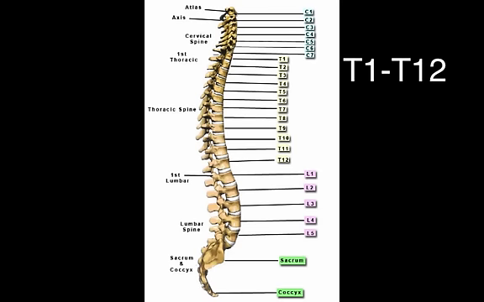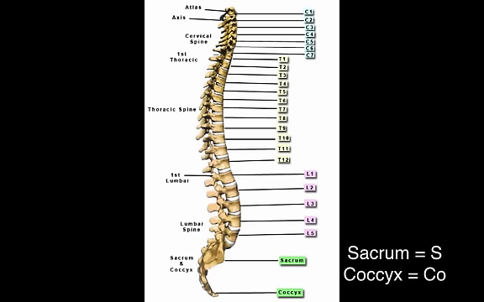The first thoracic vertebrae is T1, and since there are 12 thoracic vertebrae, the last thoracic vertebrae is T12. The first lumbar vertebrae is L1, and the last lumbar vertebrae is L5. C7 articulates with T1. T12 articulates with L1, and L5 articulates with the sacrum. The sacrum and coccyx are also abbreviated. The sacrum is abbreviated as S, and the coccyx as CO.